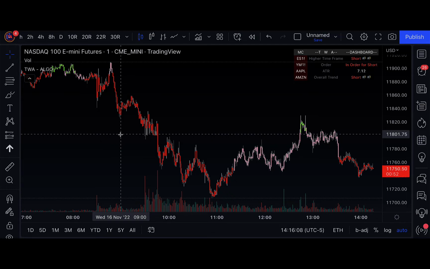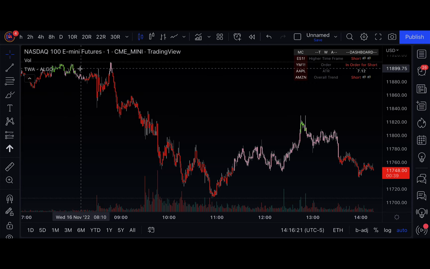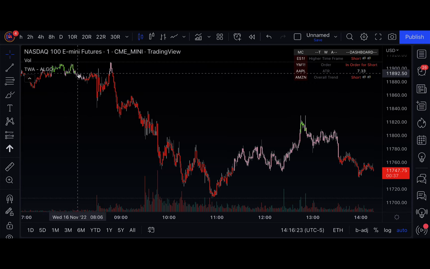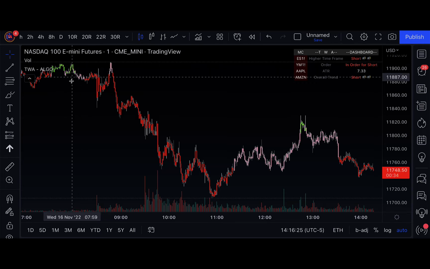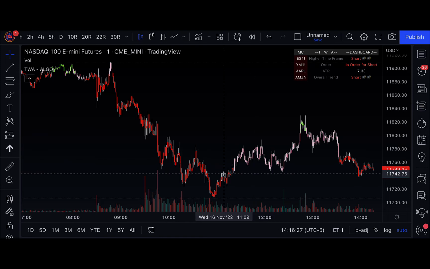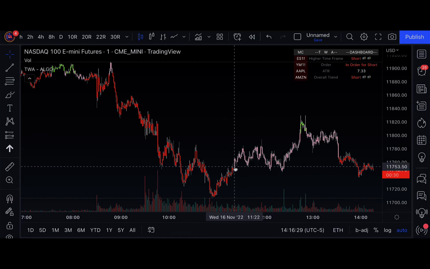We have red, meaning the bears are in charge. Pink, meaning that one of the parties is tired. We'll go over that in a second. And then green, meaning the bulls are in charge. So when we have green to pink, that means the bulls are tired. If we have red to pink, that means the bears are tired.